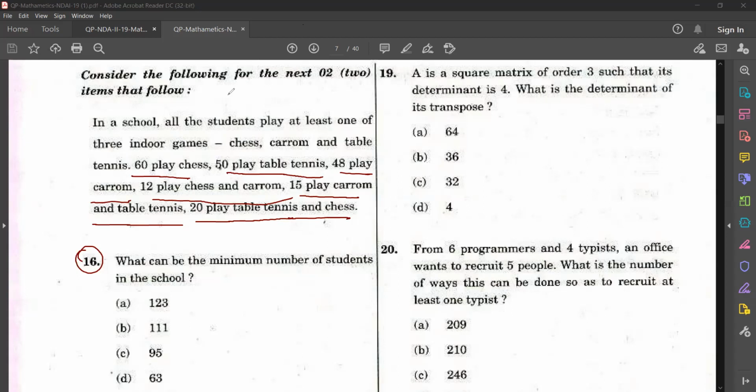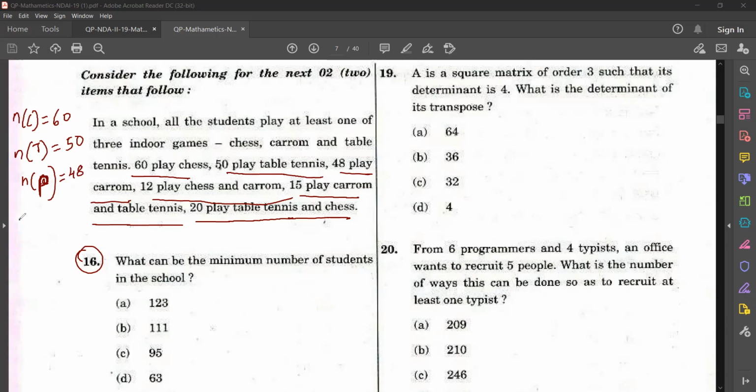Okay. We got the answer. So first of all, I'll write what all things are given in the question. Say there are chess playing students. How many? N of C, I am writing chess as C, 60. Number of students playing table tennis, I am taking as N of T, that is 50. Number of carom players, I'm writing carom as P, that is 48.